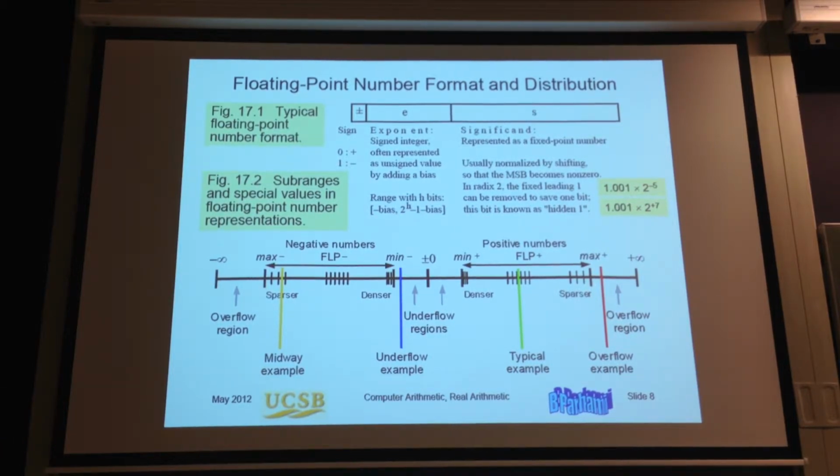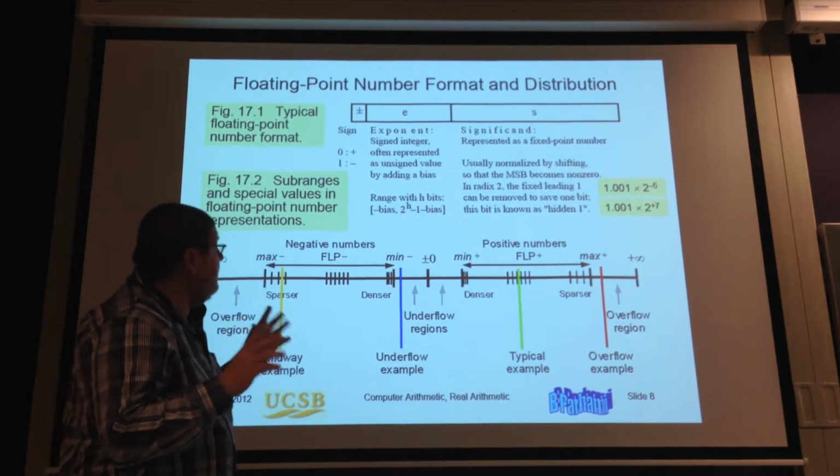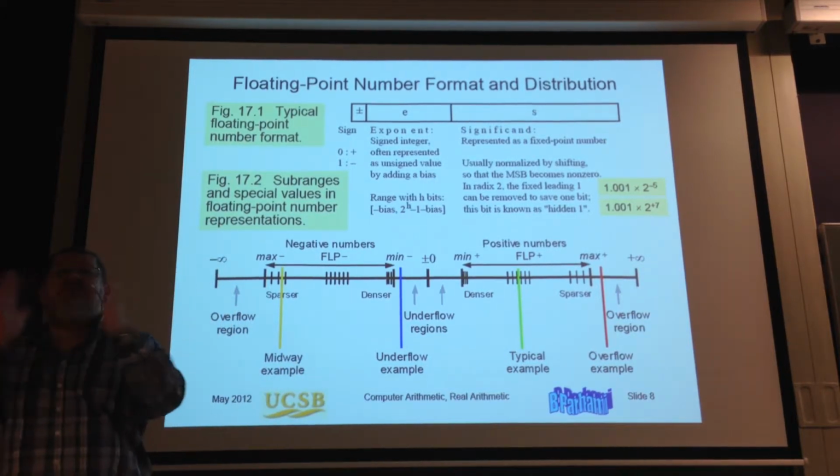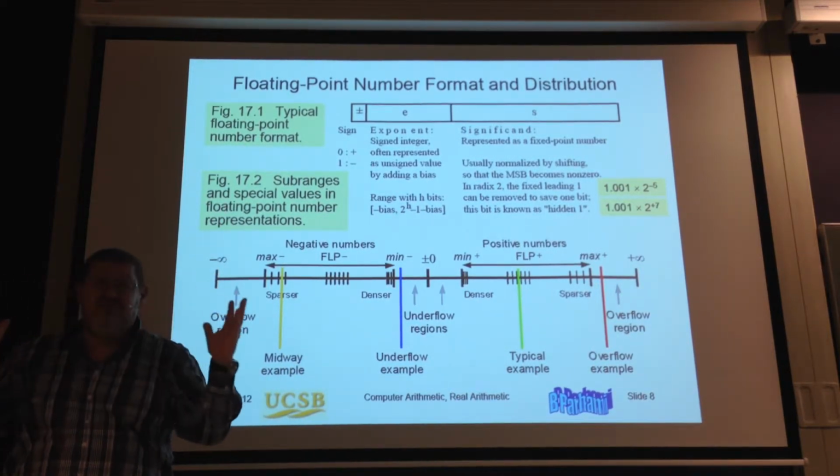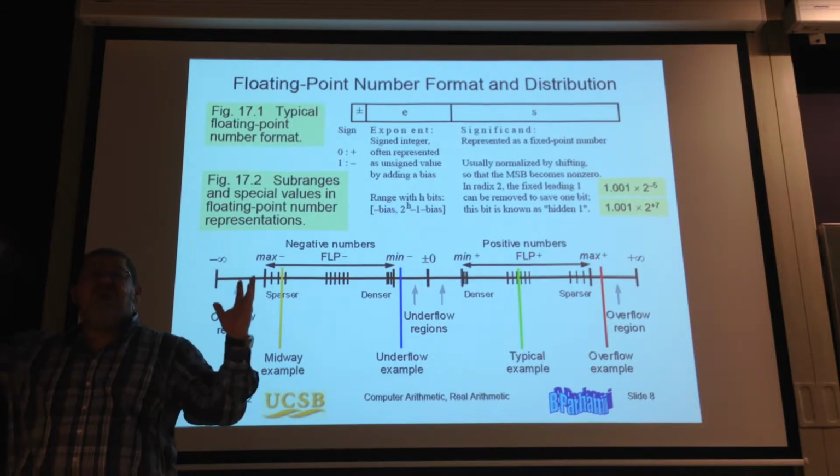The more bits I put here, the larger the dynamic range. But if I put more, I'm eating from the significand. And in the significand, I am now representing what is called the mantissa, or the value of the number multiplied with the exponent.